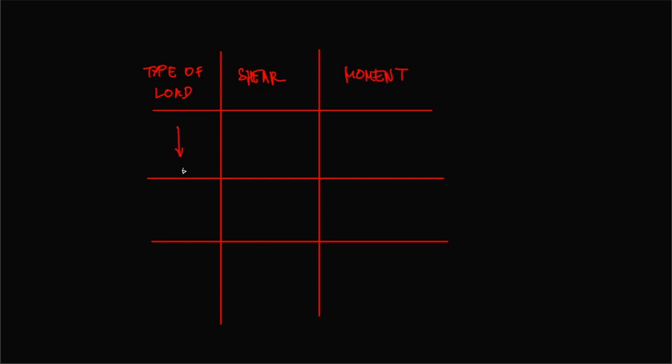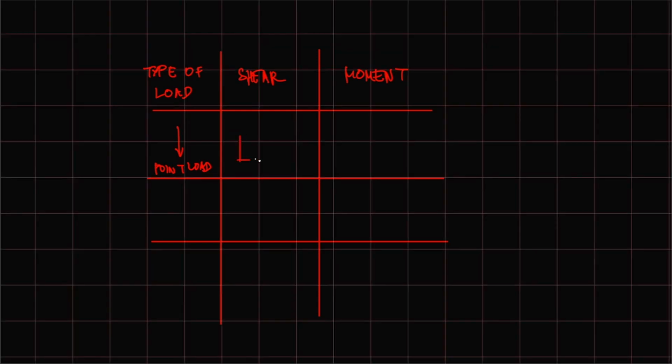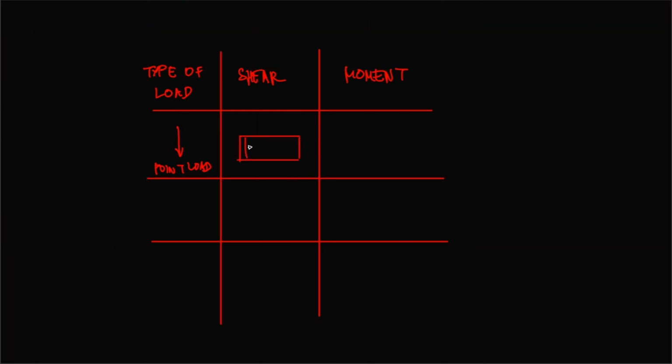So in types of load, for a point load, the shear will be drawn as a horizontal straight line, while the moment of a point load would be an inclined kind of diagram. This is horizontal and this is inclined.